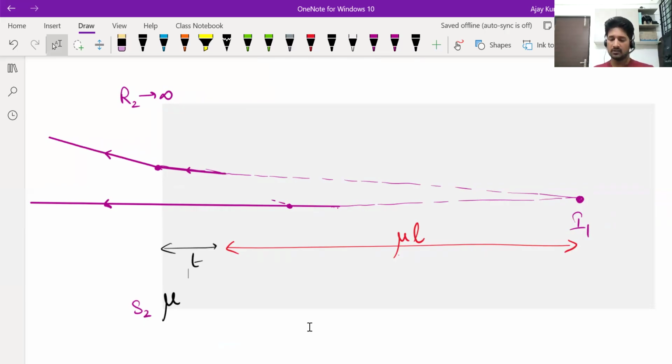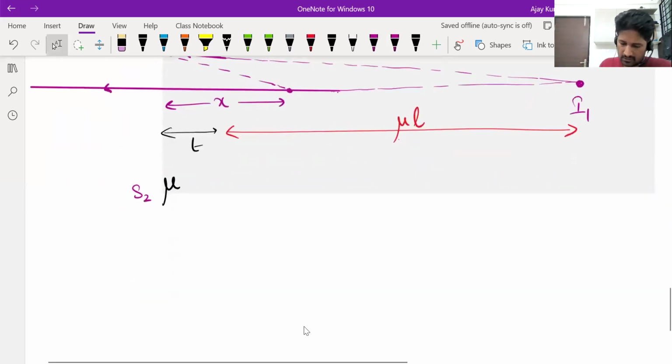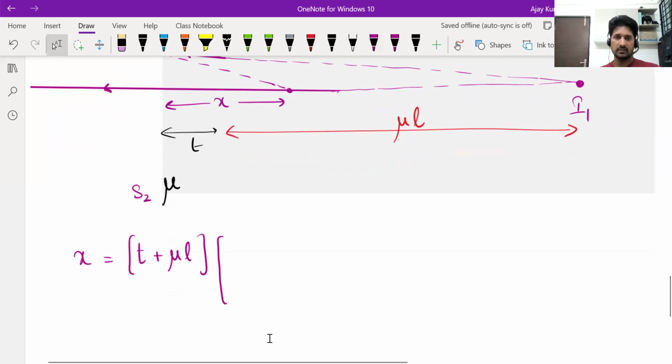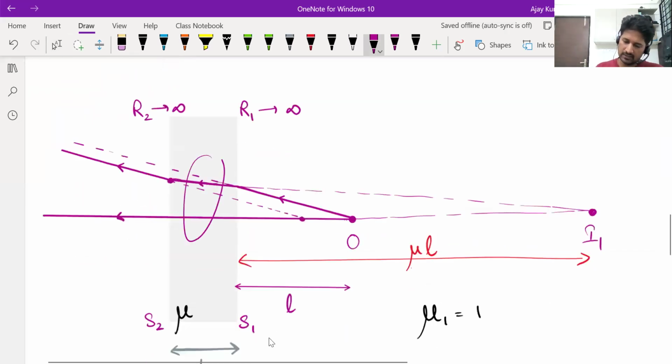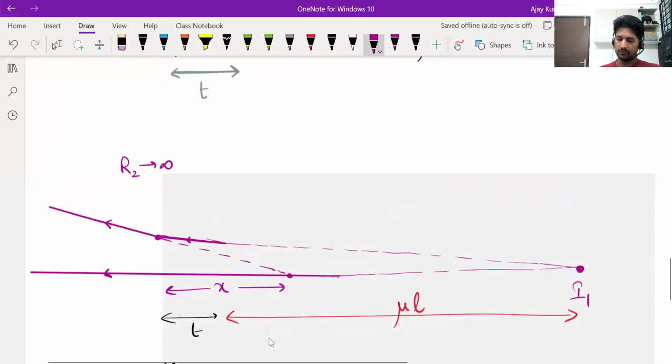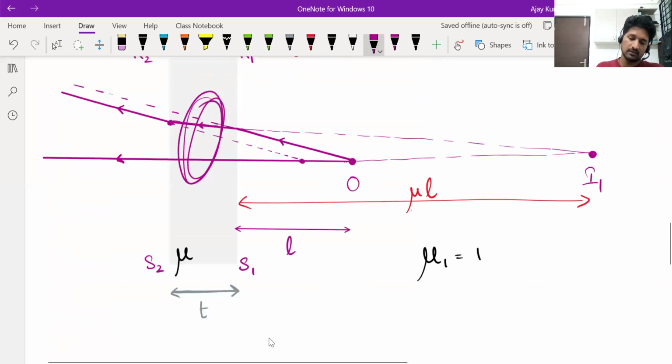And what do you have to find out? The apparent distance is what you have to find out. Apparent distance is from here to here, x. How do you find out apparent distance? Apparent distance is equal to actual distance into mu2 by mu1. This is where you need to be careful. Mu1 is the medium in which incident rays are present. For the second refraction, these are the incident rays. And where are they present? They are present in glass. So mu1 is that of glass and mu2 is that of air, because after the second refraction, they are going into air.